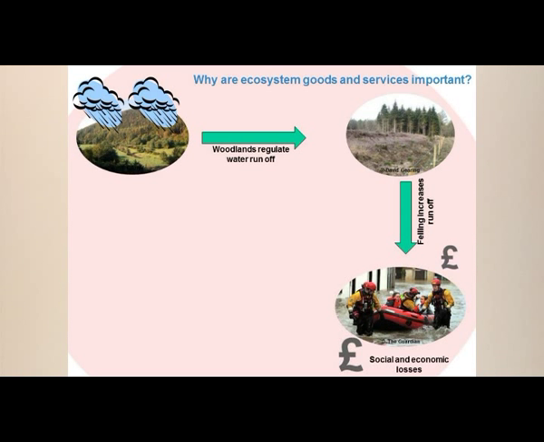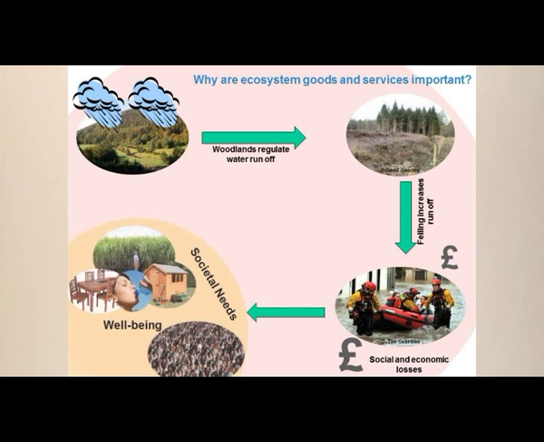Flooding obviously has a huge impact on social and economic losses. So people do indeed need the wood products from trees, but they also need clean and fresh water, and they need to be protected from floods. So all of these features need to be considered when felling a block of woodland, not just how can we get the wood out with the biggest economic benefit.